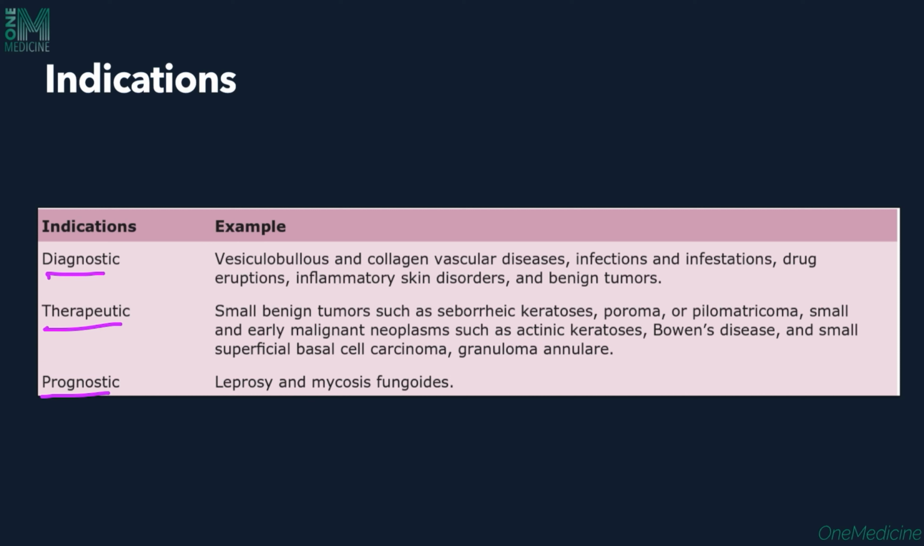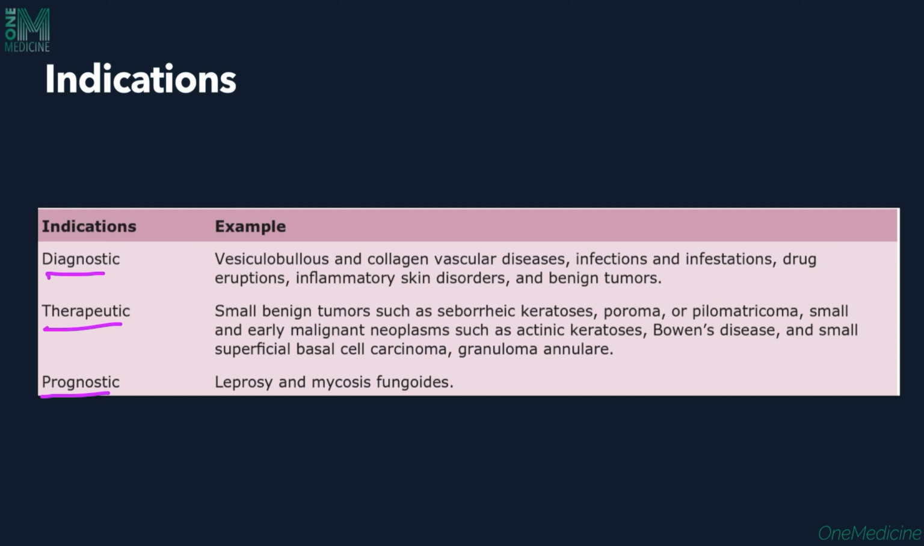In vesiculobullous lesions, like pemphigus vulgaris, bullous pemphigoid, etc., collagen vascular disorders like DLE and SLE, infections and infestations like herpes infections or scabies infections, drug eruptions like erythema multiforme, SJS, and other drug eruptions, inflammatory skin disorders like psoriasis and lichen planus, benign tumors like skin tags or any other benign tumor. In therapeutic indications, skin biopsy can also be done as a treatment option.